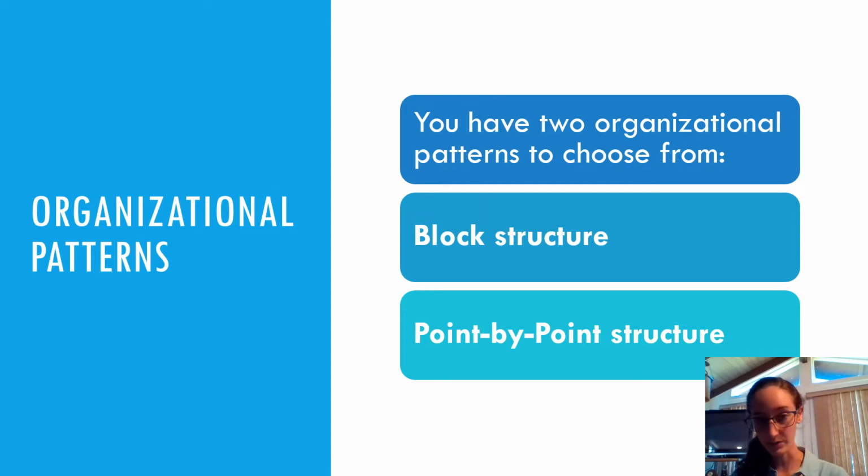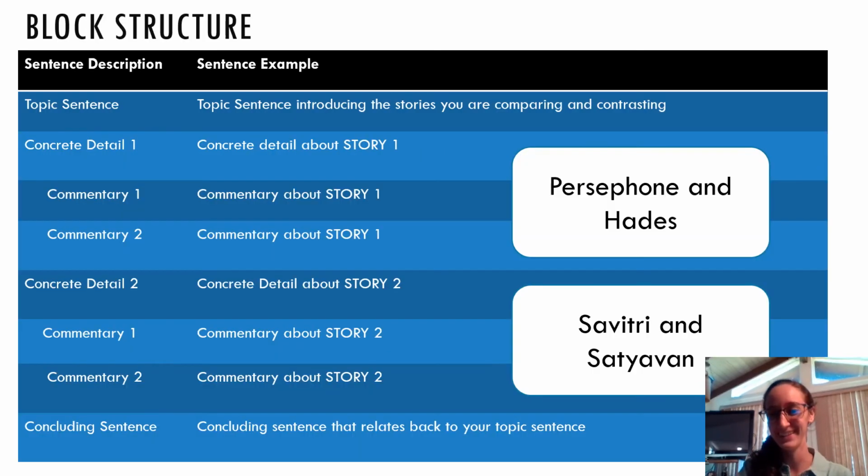So I've looked at my planning document. I've looked at the jobs of sentences. The next thing I have to think about is how do I want to organize my paper? And there are 2 structures that you can choose. So we're going to go over that right now. There's block by block and there's point by point. There's block structure and point by point.